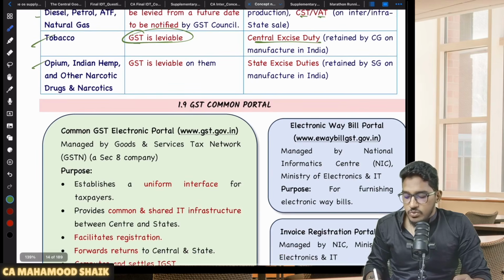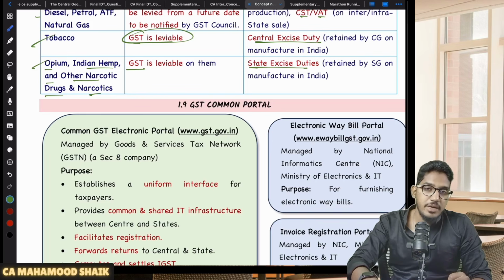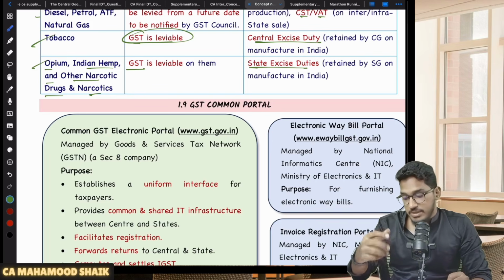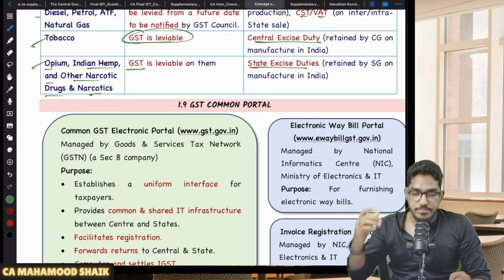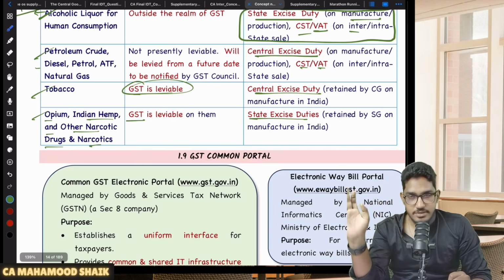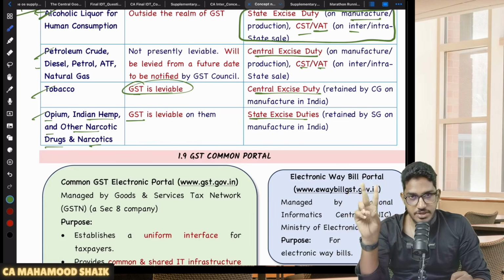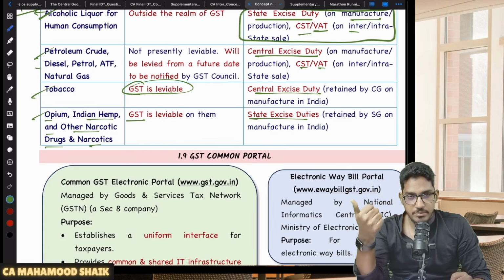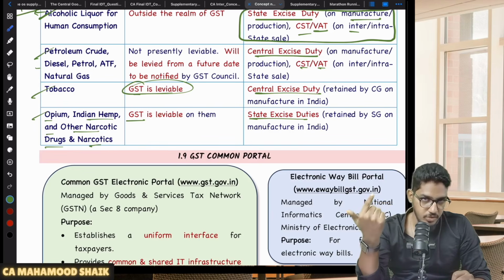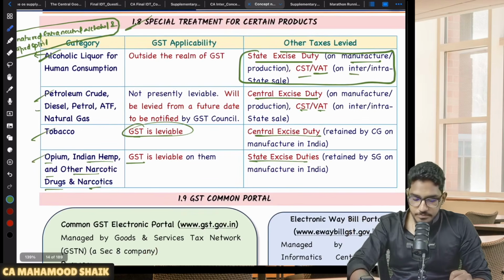Then, when it comes to opium, Indian hemp, and other narcotic drugs and narcotics, GST will be there. Along with that, state level excise duties also will be there. The state government is also going to impose an excise duty. So these are various products for which there is a special treatment under GST. Some products are outside of the GST purview, and 2 products are subjected to double taxation: one is tobacco, and the other is opium, Indian hemp, and other narcotic drugs and narcotics. Right? This is something you have to remember.